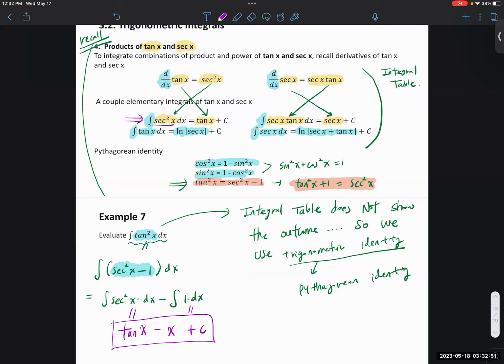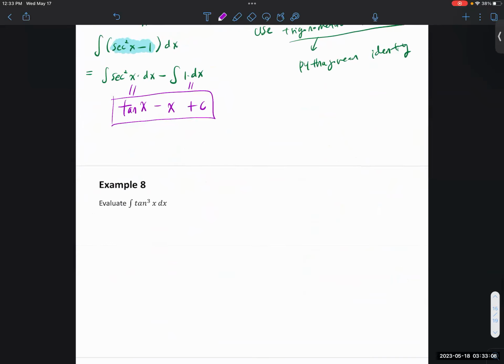So I'm going to keep building this idea. Secant x, we already know from the table. So this is so obvious, you know, identities and properties. So let's take a look at another example. Now I'm going to increase the exponent from 2 to 3. Here we go.